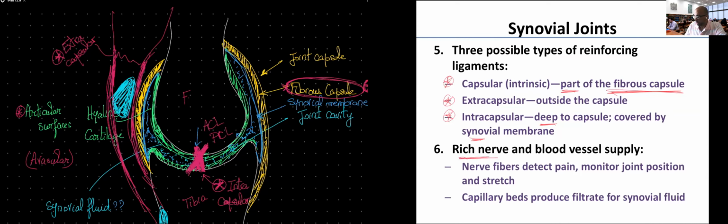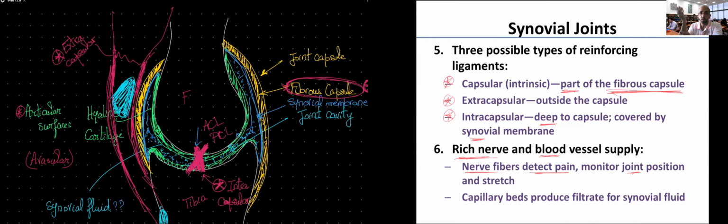Joints are going to be rich in nerves and blood vessels. Many nerve fibers are going to be located in the joint to detect pain and to monitor the position of your joint. So if you close your eyes and you move your finger, would you be able to know what is the position of your joint or not? What do you think? If you close your eyes and you move any part of your skeleton, would you be able to figure out the position of the joint, whether it's flexed, extended?